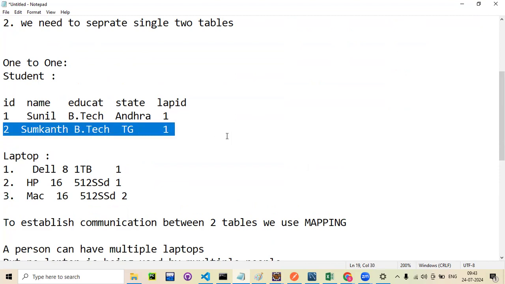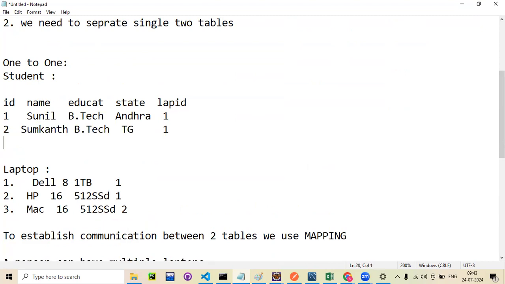Suppose this is Sumakanta. So Sumant is using laptop 2, and let us assume Ram is using laptop 3. See, this is a proper example of 1 to 1, and here we don't have anything like this.